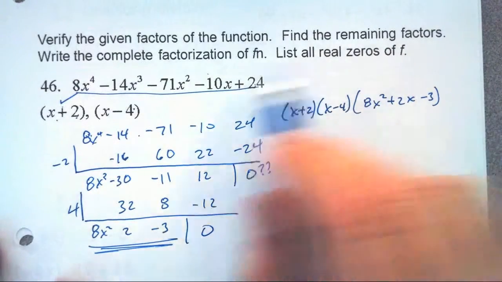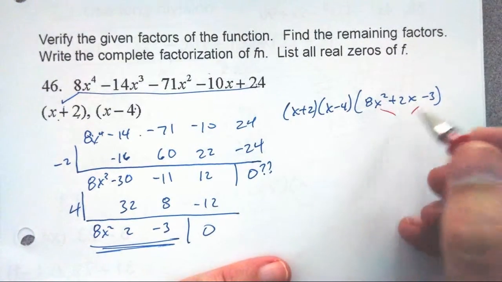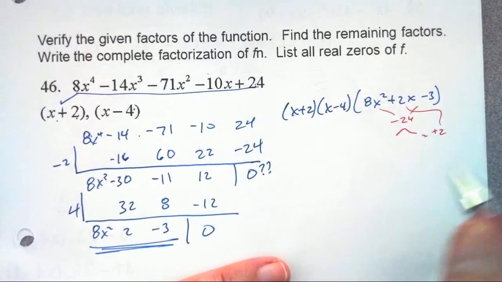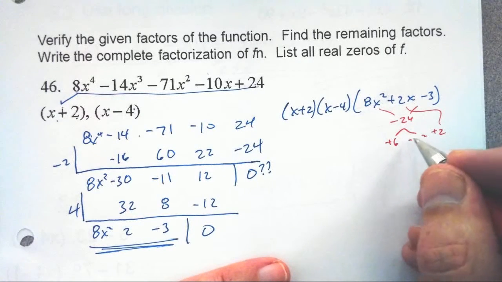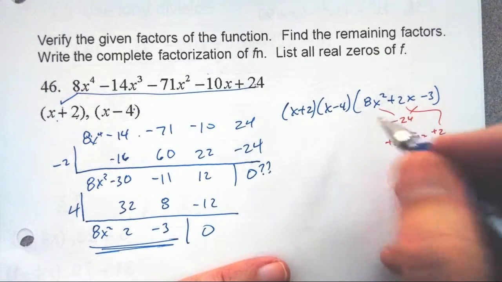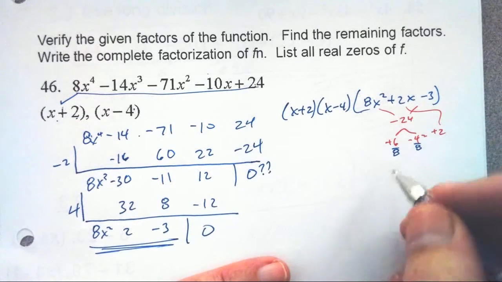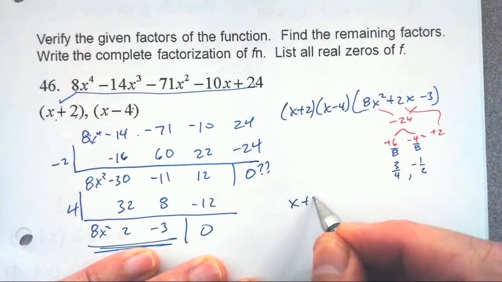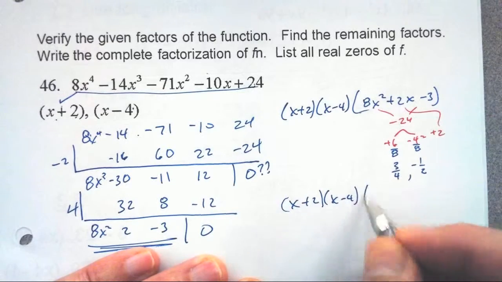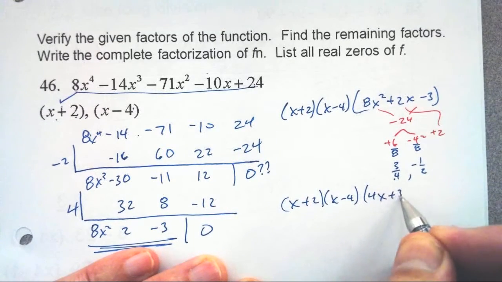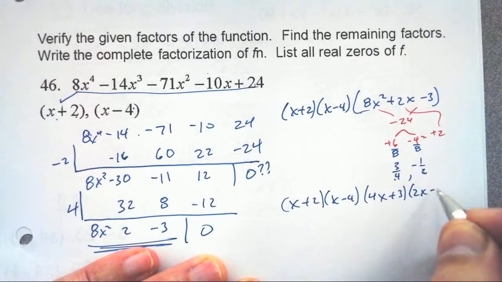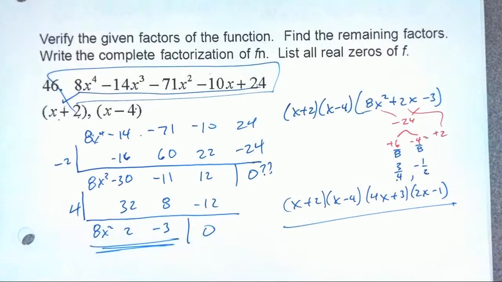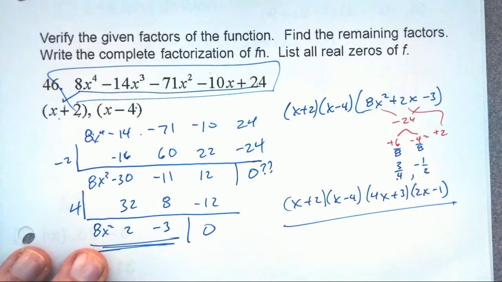And now, find the remaining factors. Well, maybe this factors of negative 24 that add up to be positive 2. That is positive 6, negative 4. If I put those guys on 8, reduce them, I get 3/4, negative 1/2. So my factors are x plus 2, x minus 4, 4x plus 3, and 2x minus 1. And if I superfoiled that out, I would get to there. Pretty slick.